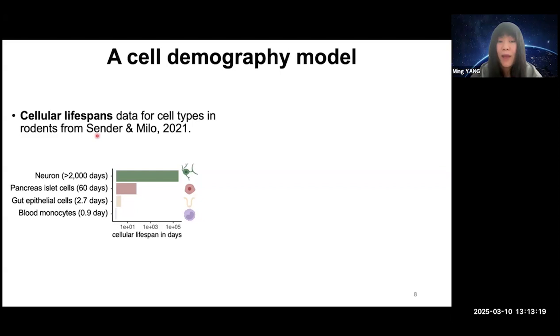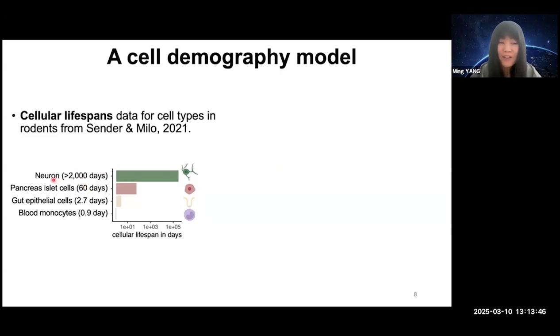So for example, this paper from 2021 summarized a lot of previous experimental studies showing the cellular lifespan, and came up with a final table showing how the cell lifespan changes across different cell types within the same organism. Here I show some examples. As we can see, indeed, for different cell types within the same individual, their cell lifespan changes a lot, or varies to a great extent.